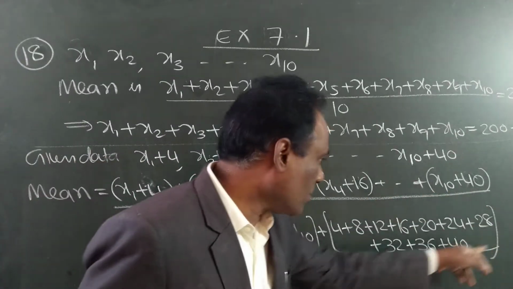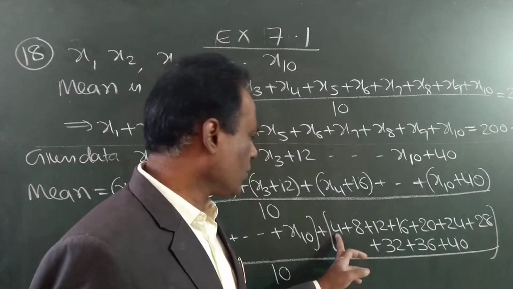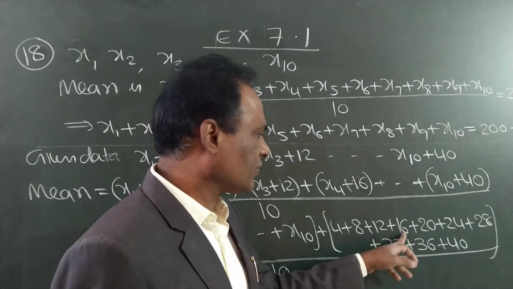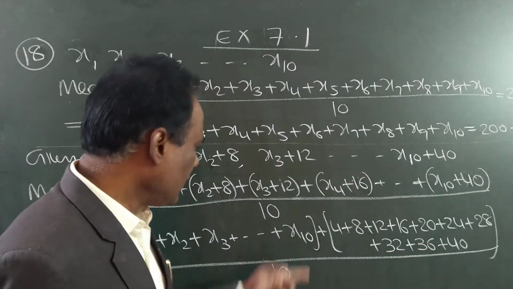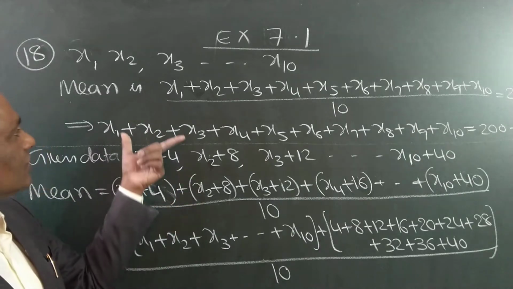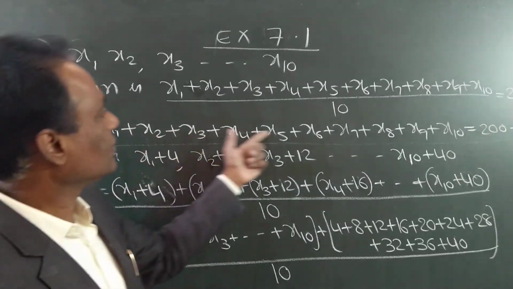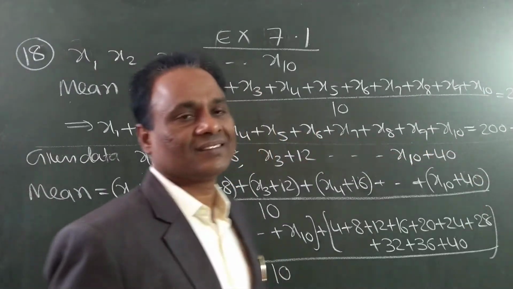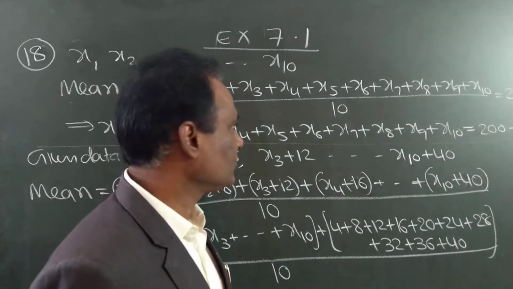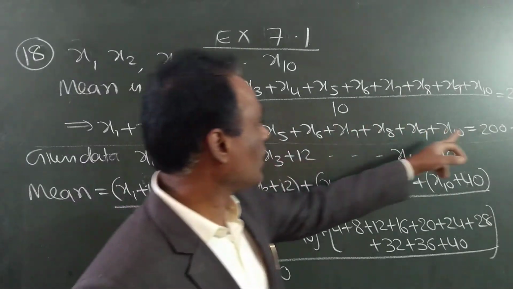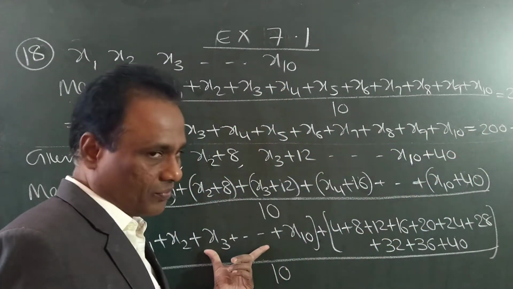What is the sum of this? You add. Just add 4 plus 8, 12, 12, 12, 24, 36, like that. Add all the numbers. Here, this is already known. The value is known. So this already answer is 200. You can just write down 200 in this here.